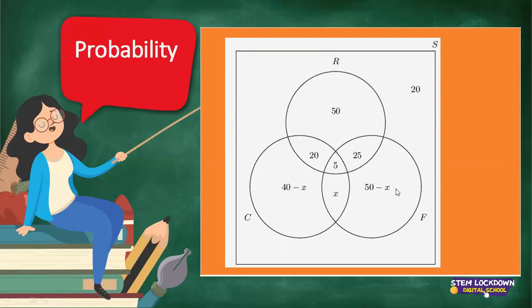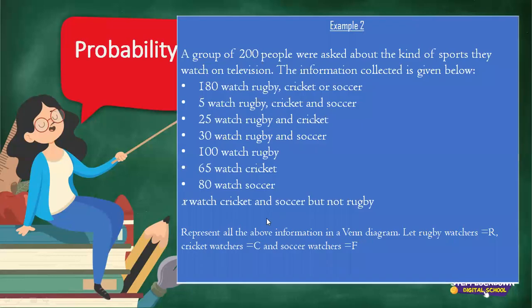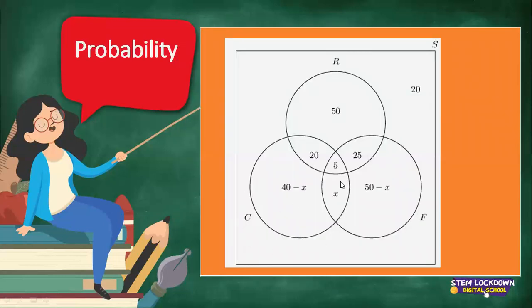So how then do we get these values here? Now we have our 5, our 20, our 25, and our X. How do we find these values? How many people watch cricket in total? There are 65 cricket watchers. That means this whole circle must give us 65.